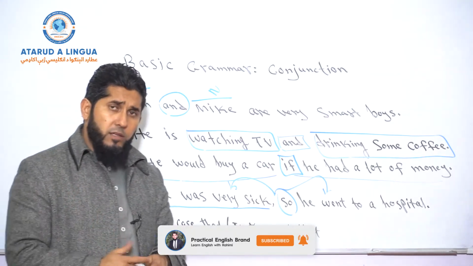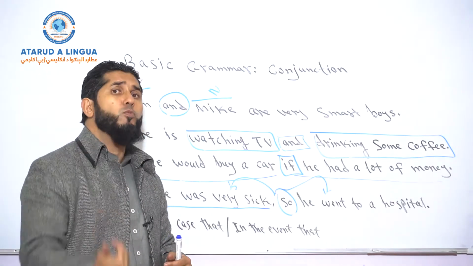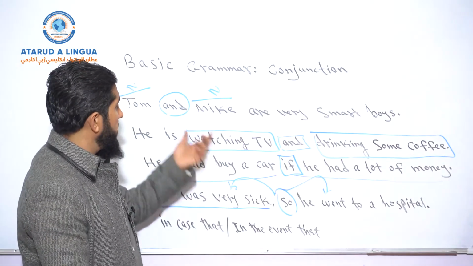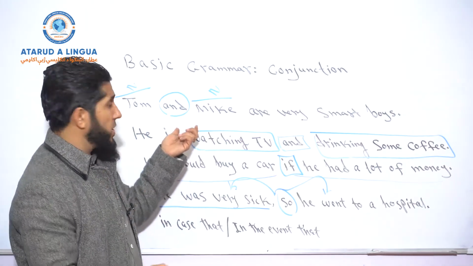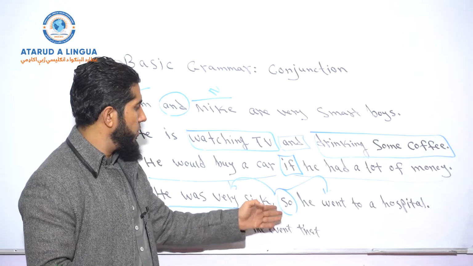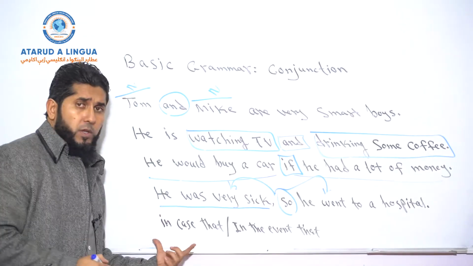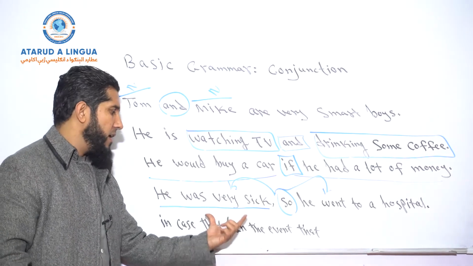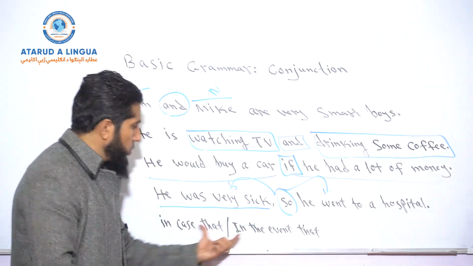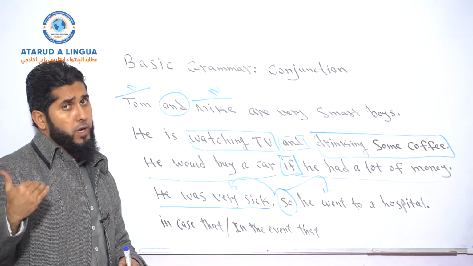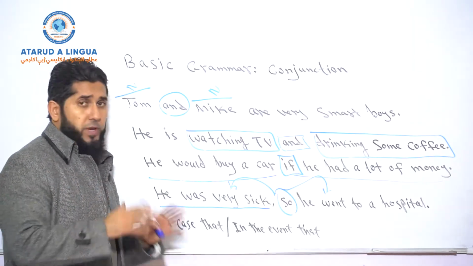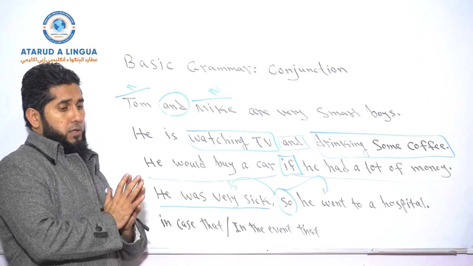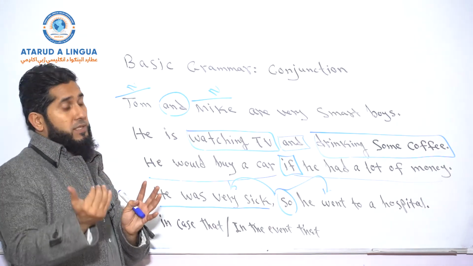And as I said, it's a word or a group of words. So in all of these examples, we were using a one-word conjunction, if, so. But it could be a group of words, like in case that, in the event that. These two are also conjunctions. There are more, okay? But we can use them as conjunctions in order to combine two clauses in complex sentences.